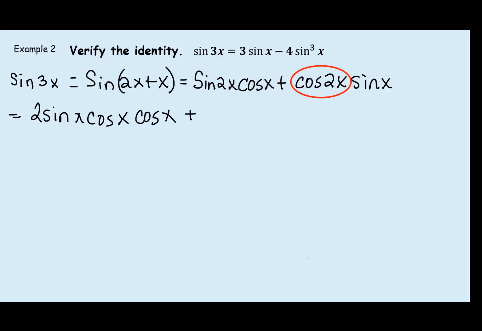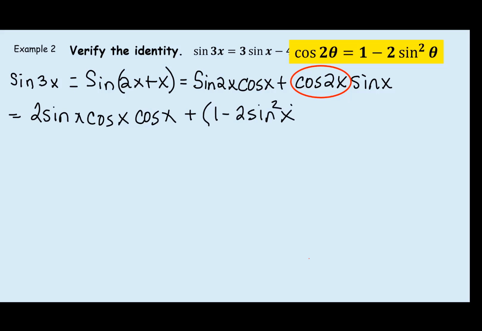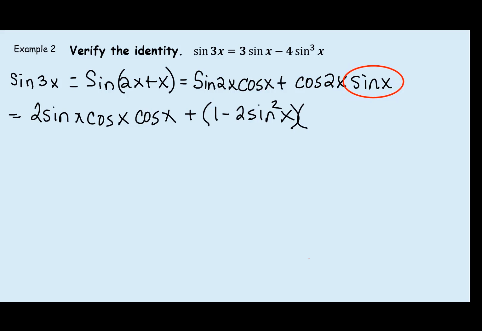And next we'll do this cosine 2x, which we just learned about, and we'll use the version where it's 1 minus 2 sine squared x because then there'll be a lot of sines, and that's what we want. So cosine 2 theta is equal to 1 minus 2 sine squared theta. We'll use that. We'll have 1 minus 2 sine squared x, and then we've got that sine x sitting there at the end. We'll put that.